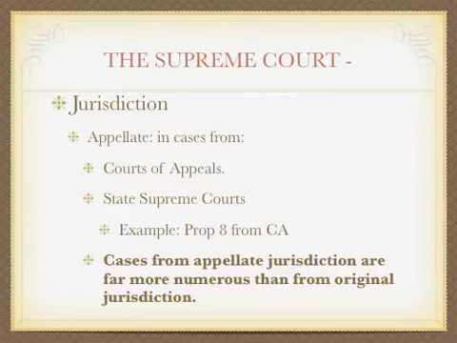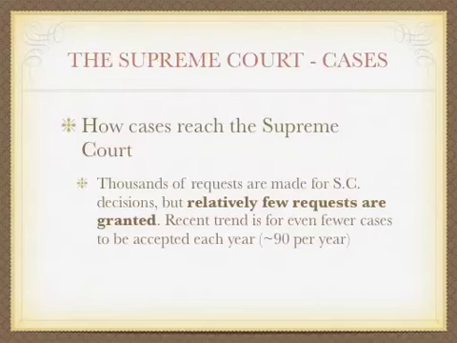So how does a case reach the Supreme Court? Well, remember, the court cannot reach out and grab a case. They have to wait for the case to come to them. Thousands of requests are made for the Supreme Court to review cases each year, but relatively few of those requests are granted. In fact, the recent trend has gone from approximately 90 cases a year down to 50 to 60 cases a year. As the cases have become more complex, the court says it needs more time and needs to expend more energy in making sure that they make the right decisions.